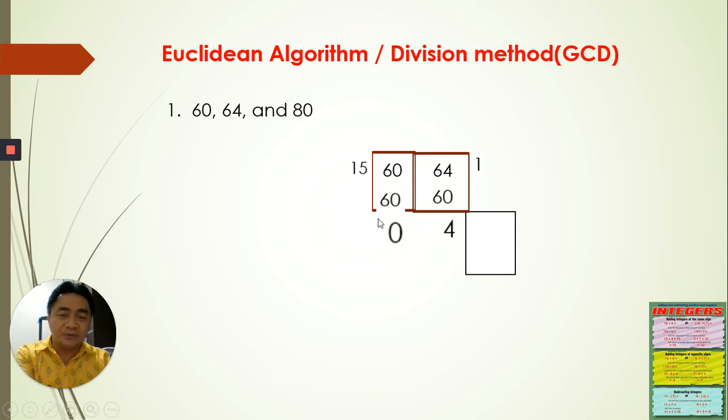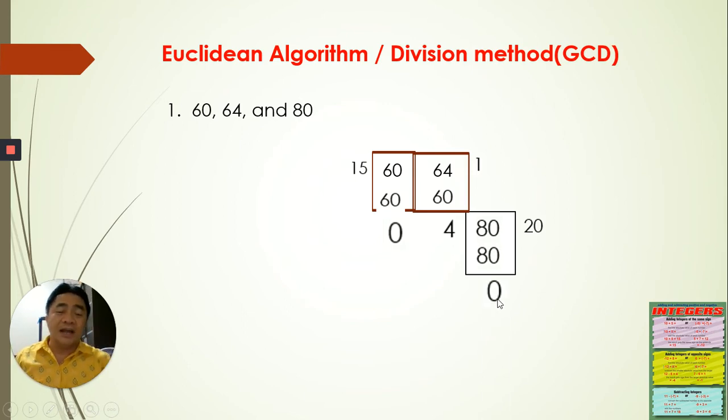So again, since we already arrive at 0, then we start with the third number. So the 80 will be brought here. So this will be our dividend. 80 divided by 4 is 20. 20 times 4 is 80. And 80 minus 80 is 0.